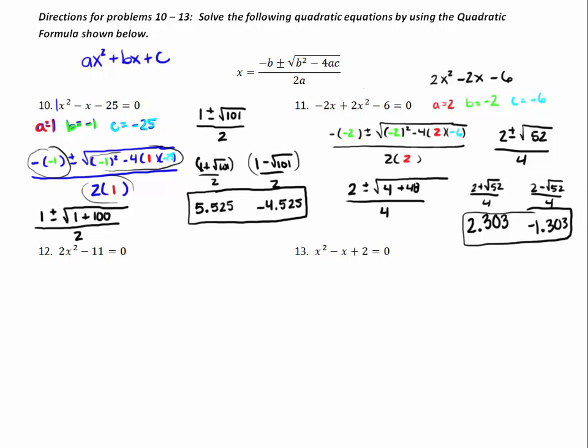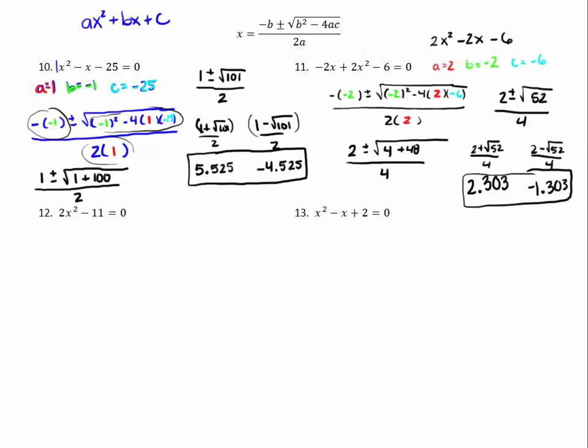All right, let's come down here and work on number 12. It is in standard form. Our a value is equal to 2. We do not have a b value. There is no linear term here. That means our b value, if there is no b value, the numerical way of saying none is 0. So b is equal to 0. And then our c value is negative 11.